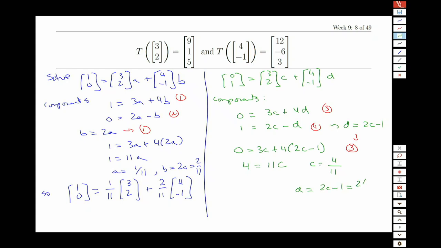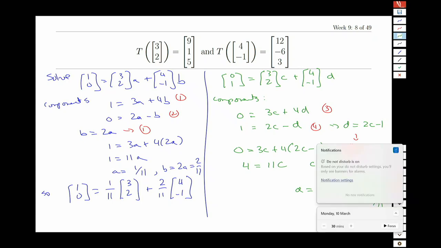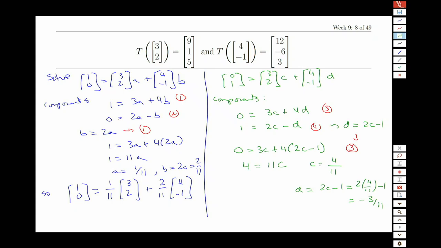And then d is equal to 2c minus 1. That's 8/11 minus 1, I think it's minus 3/11. Turning the crank, doing the calculations, and we're going to be able to check that as well. What we should see is that 0, 1 is equal to 4/11 times 3, 2, minus 3/11 times 4, negative 1.